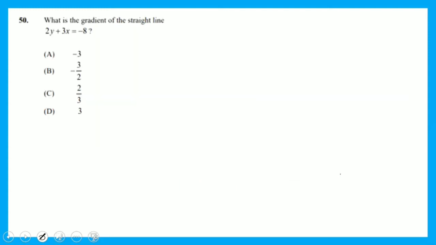Number 50, what is the gradient of the straight line 2y plus 3x equals -8? Now, in yesterday's video, we looked at the fact that the equation of a straight line looks like this: y equals mx plus c, where m represents gradient.